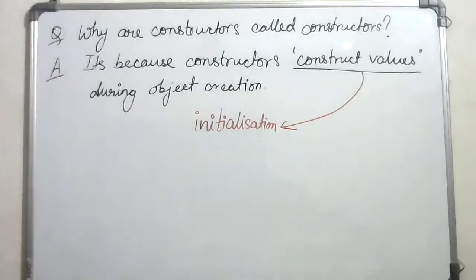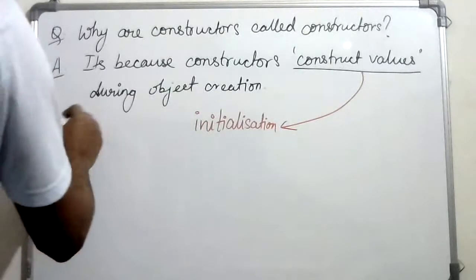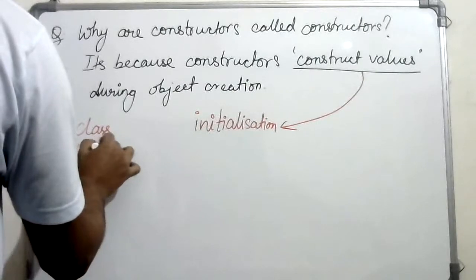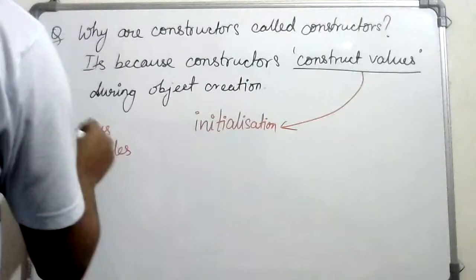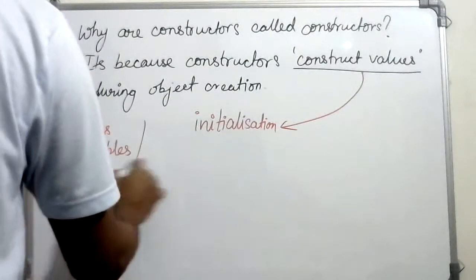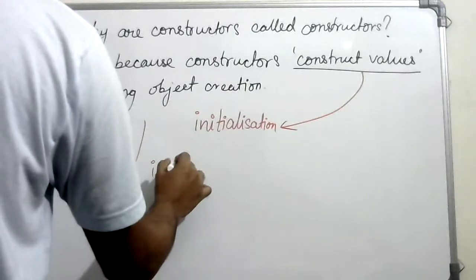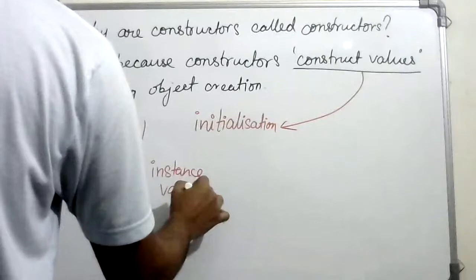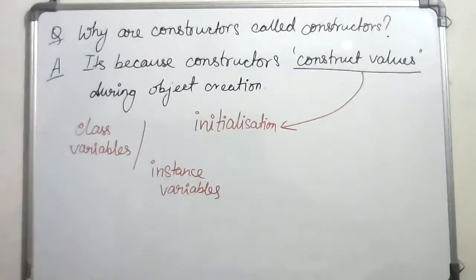So the variables that are defined in the class have two names. They can be called class variables. These are the variables that are defined in a class. They could be called class variables or instance variables. Now, why instance variables? Because they belong to instances. Now, what are instances? They are nothing but objects.